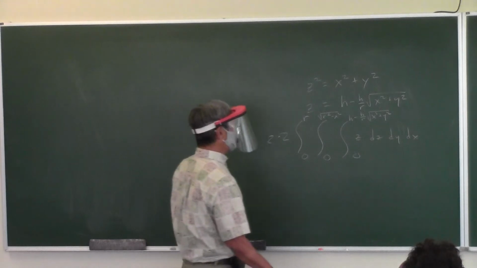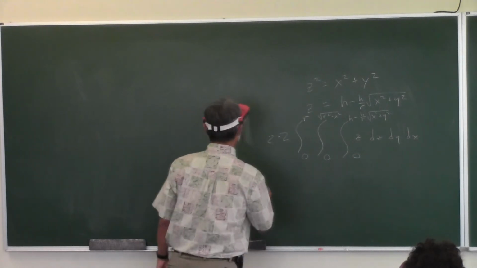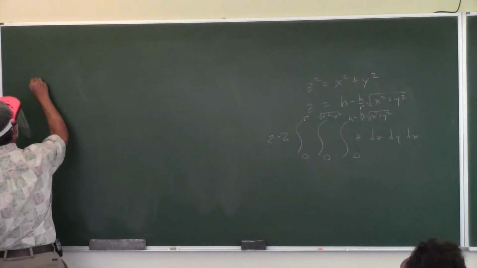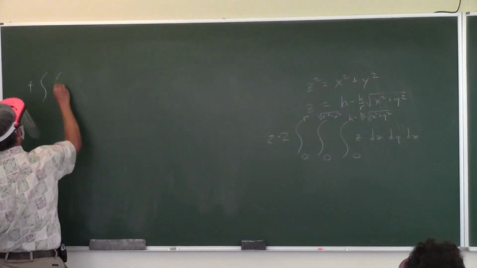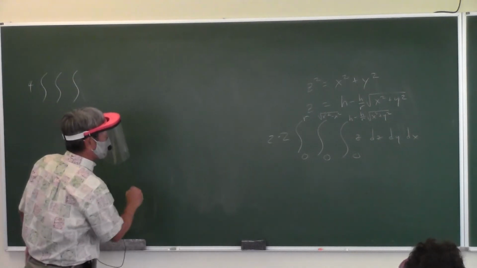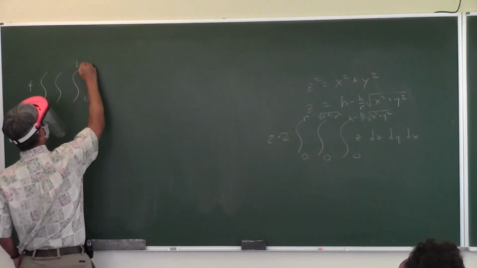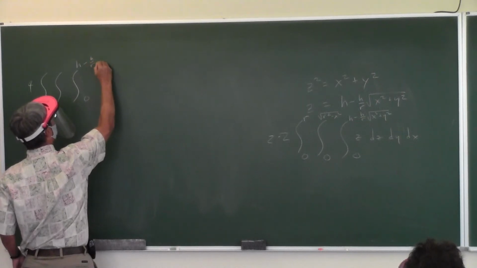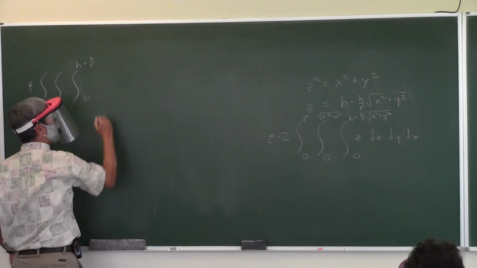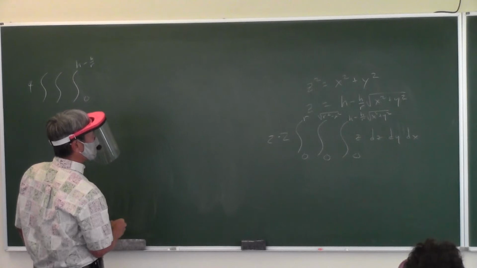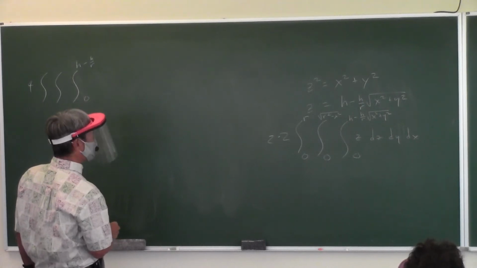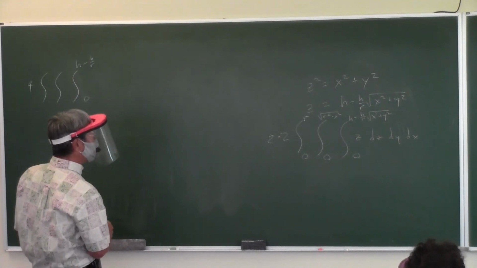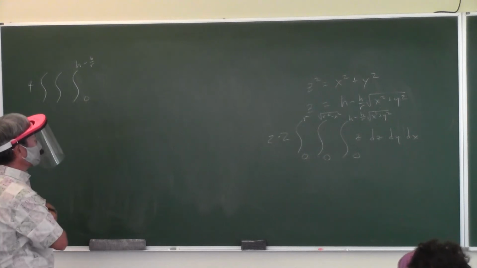Okay, so if we do polar, how is this going to change? The integral, let's do it over here. It's going to be 4 triple integral. So the first one is going to be 0 to h minus h over r. Isn't that just r? It's just 0. Wait, so how is that even possible?